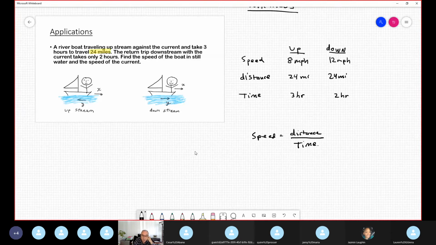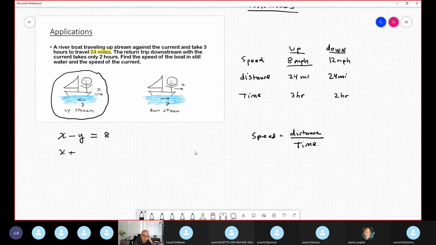The first equation is about when you go, for example, upstream. This equation is x minus y, so you are subtracting, where x represents the speed of the boat in still water. So in this condition it is 8 miles per hour. Look, 8. And when you add both, downstream, it is 12. Equation 1, equation 2. This is my linear system of equations. Super easy. Now I solve it by elimination.